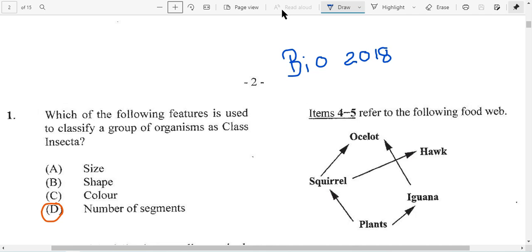Welcome to CSEC Biology, the cover page. I am Mr. Wilson, and today we're looking at the May-June 2018 CSEC Biology Paper 1.